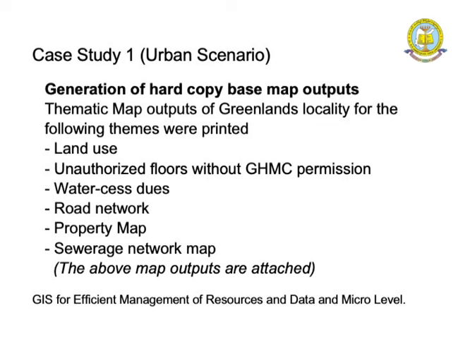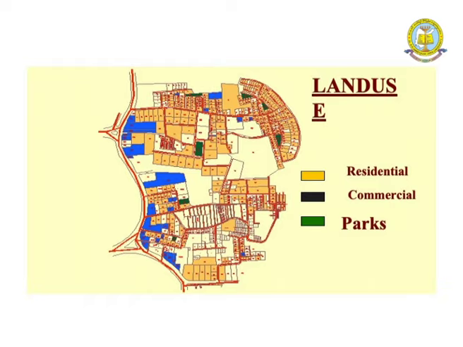So, we collected various data like property information from GHMC, census data, and using all this we started generating maps. I am just showing you some examples of thematic maps. If you see here, land use maps, this is a typical land use map: residential areas, parks and commercial areas. Straight away when this is shown, you have an understanding of how the area is.